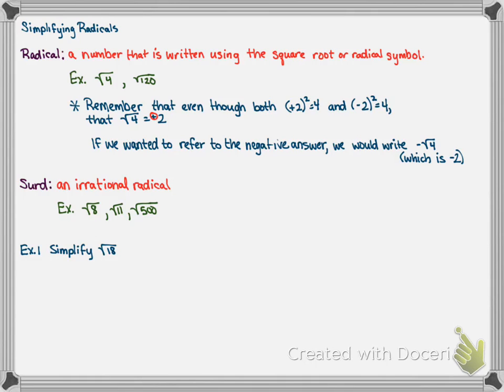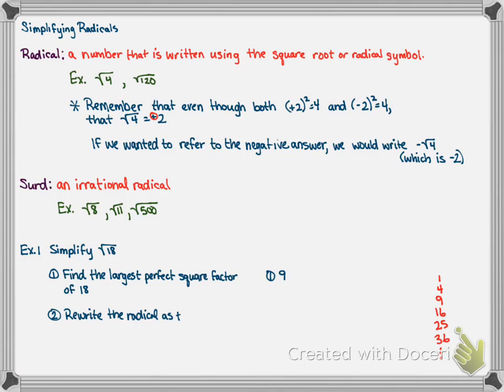Okay, so let's look at our first example of simplifying radicals. Let's simplify the square root of 18, or radical 18. So first step, find the largest perfect square factor of 18. So remember, perfect square factors are numbers like 1, 4, 9, 16, 25, 36, and so on. 1 squared, 2 squared, 3 squared, 4 squared, 5 squared, 6 squared, and so on. Find the largest one that is a factor of 18. So for us, that's 9. 9 divides evenly into 18.